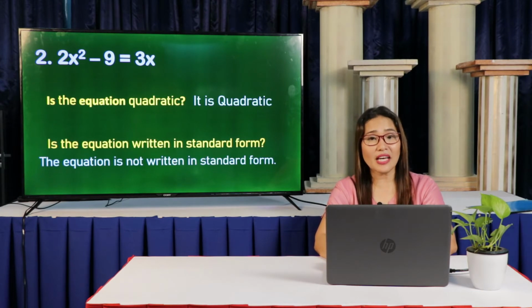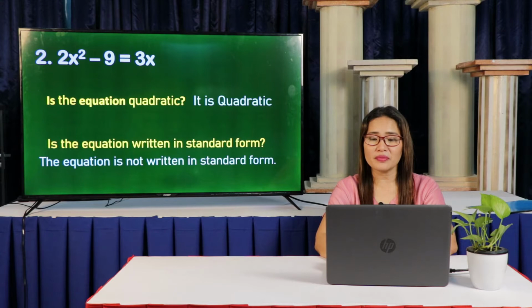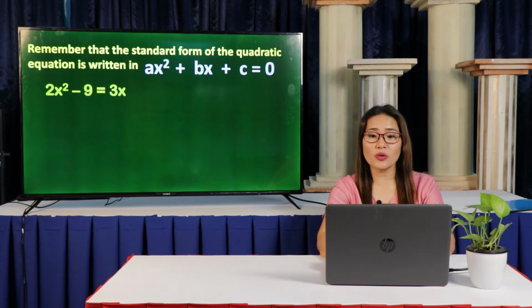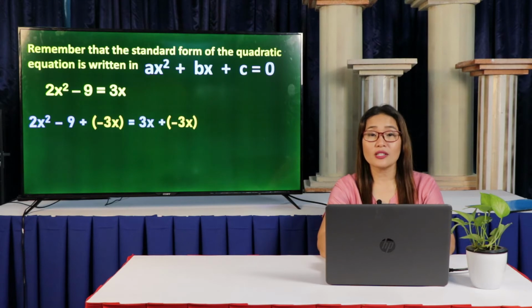Remember, you can easily identify the values of your a, b, and c when the equation is written in standard form. So how are we going to do it? Again, always remember that the standard form of the quadratic equation is written in ax squared plus bx plus c equals 0. And since the equation given is 2x squared minus 9 equals 3x, to transform it to its standard form, you may use addition property of equality to make one side of the equation equal to 0.